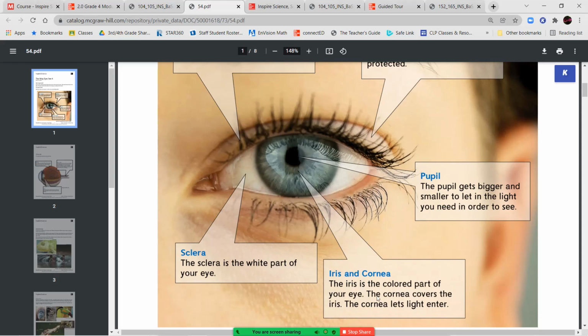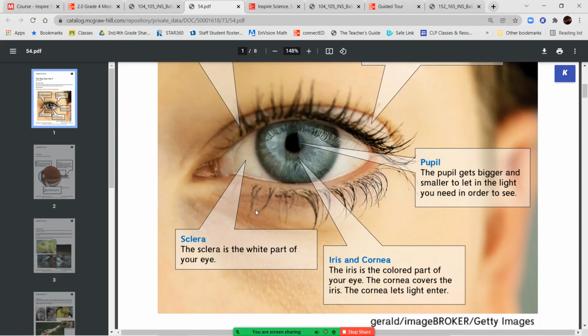The iris is the colored part of your eye, and the cornea covers the iris. The cornea lets light enter. So the iris is the colored part that you see, and the cornea is kind of like a clear overlay that goes on top of it. The sclera is the white part of your eye, and you guys can see that all the time.